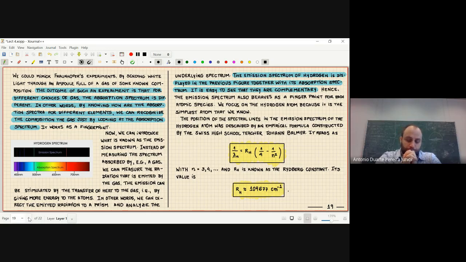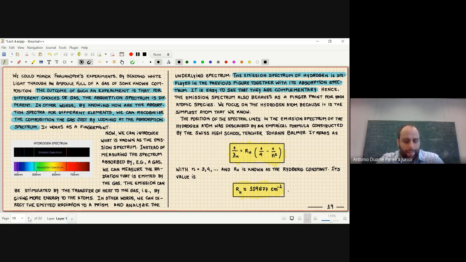This is in contrast to what we discussed before, which was the absorption spectrum. This is what is called the emission spectrum, because you're really measuring the emitted radiation. Okay.